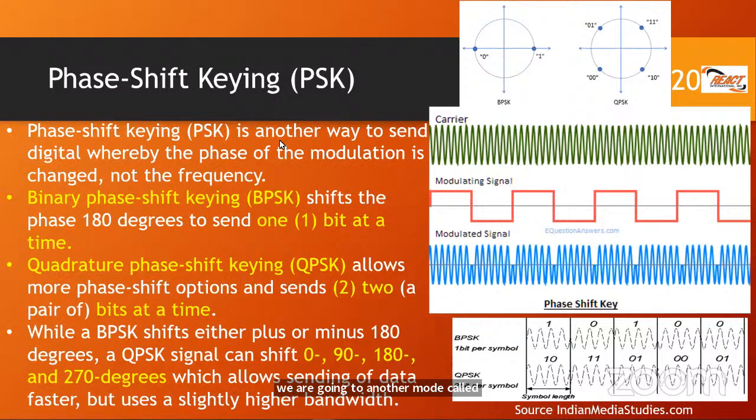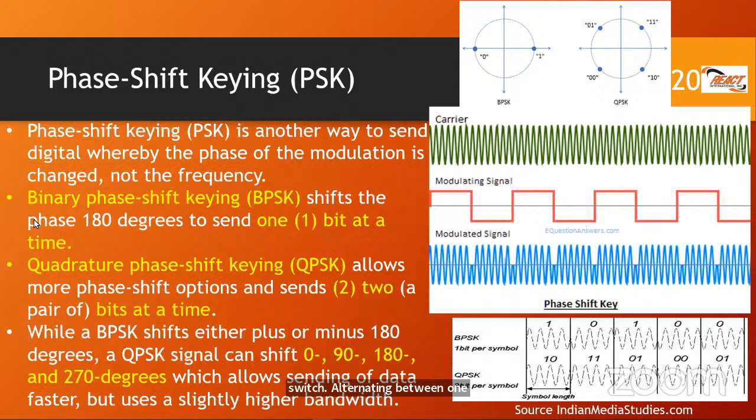Phase shift keying is another way to send digital whereby the phase of the modulation is changed, not the frequency. Look at it here. Notice the frequency is steady right through, but what we're doing is one phase changes, bam, shifts, changes phase again, bam, in accordance with the digital signal. Every time you go from a mark to a space, the phase changes, not the actual frequency itself, to show that switch alternating between one signal level and the other.